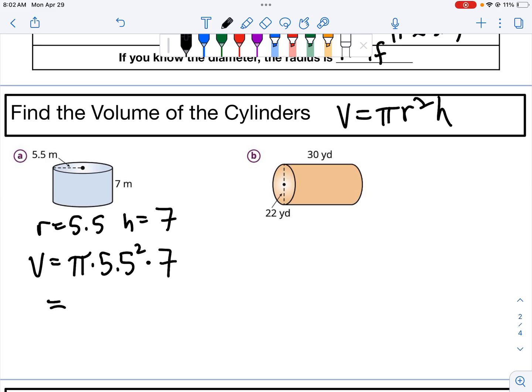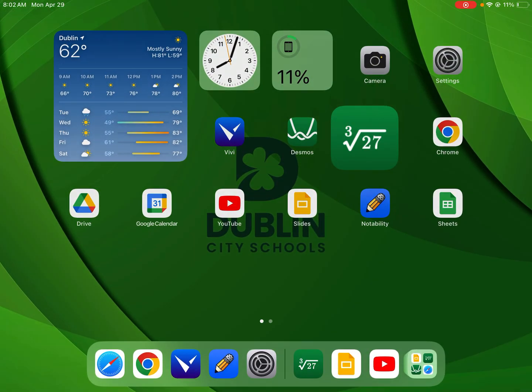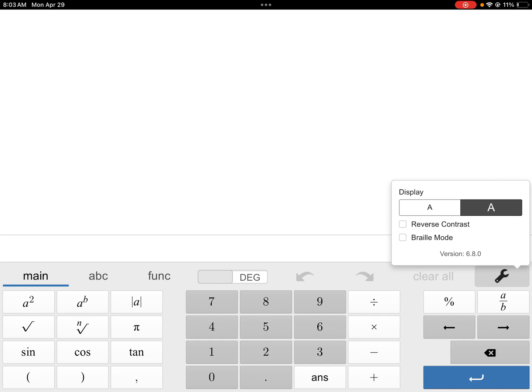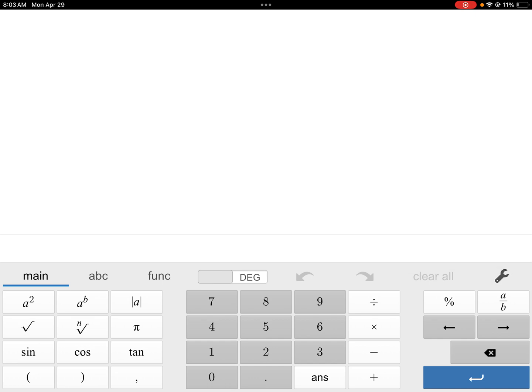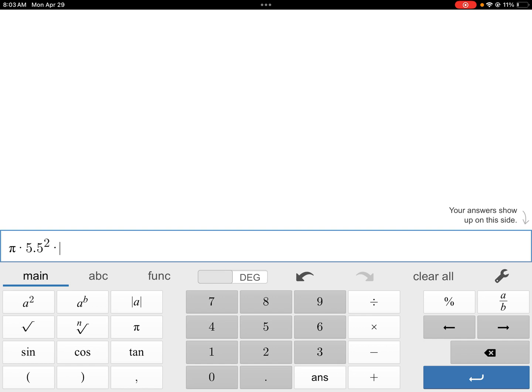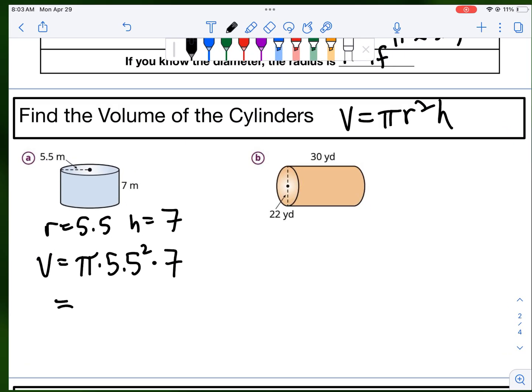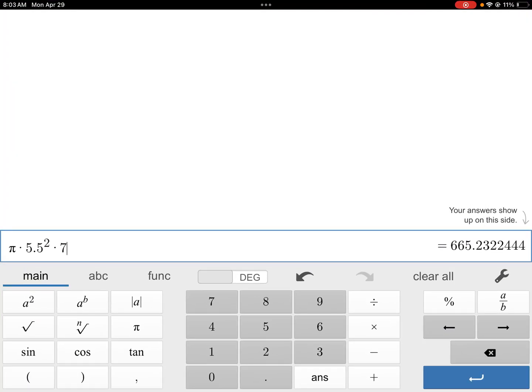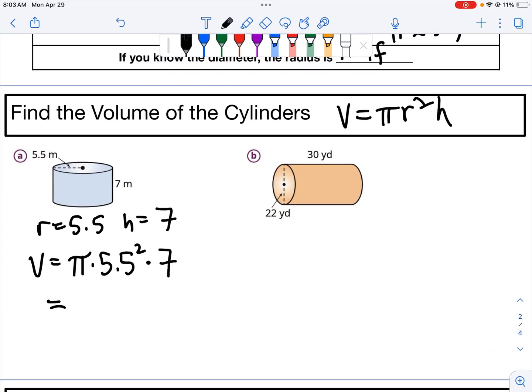Now, I have to go to my calculator to figure out this answer. So we're going to open up our very favorite calculator. The pi button on your calculator is to the left of the 4. So look left of 4, hit pi, times the radius squared times the height. So we get 665.23 and some change. 2 decimal places is always good. So we are going to have 665.23.